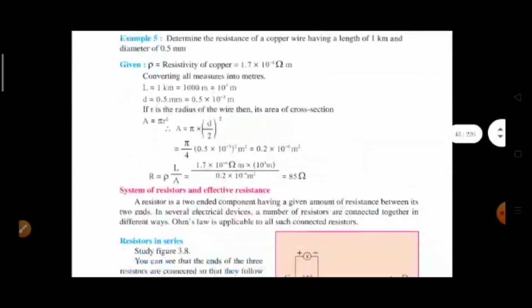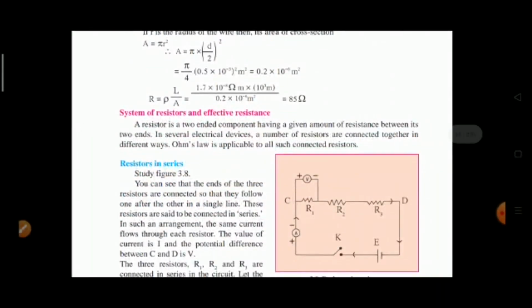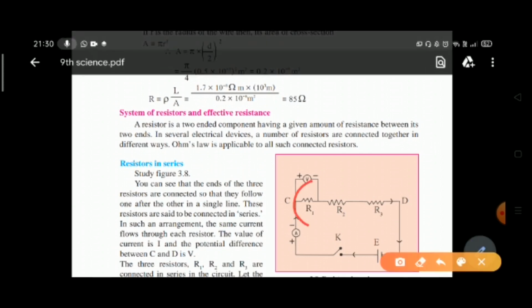Now we'll be seeing the combination of resistors and effective resistance. Here we'll be discussing two ways of connecting resistances. The first one is in series, the second one is in parallel. Resistors in series, you can see here they are aligned side by side, like three students sitting on one bench, connected side by side.